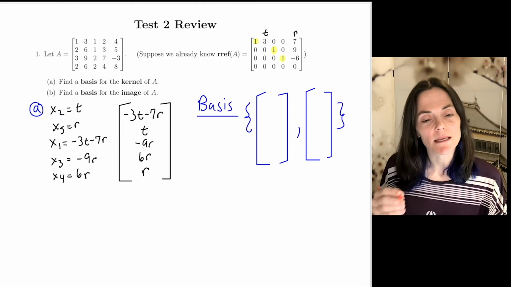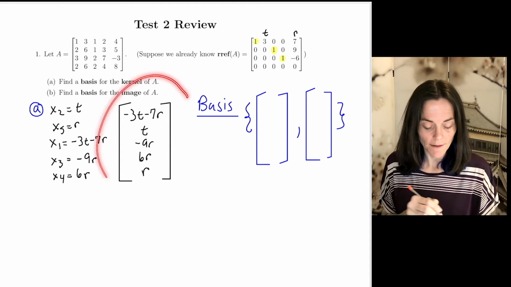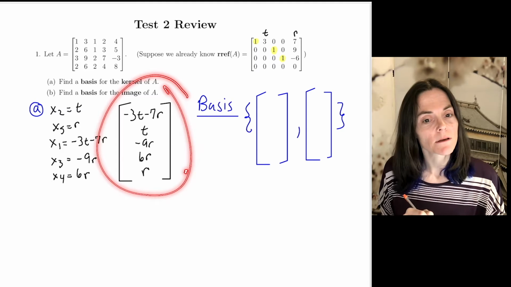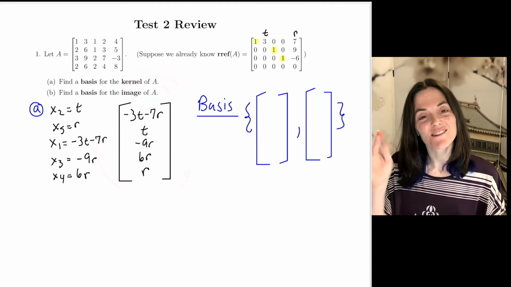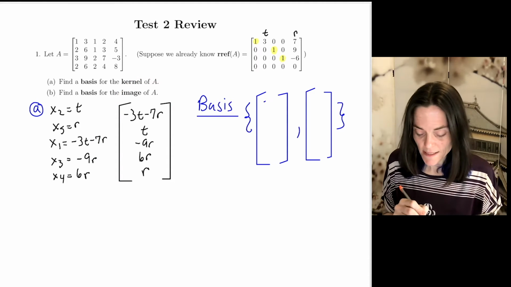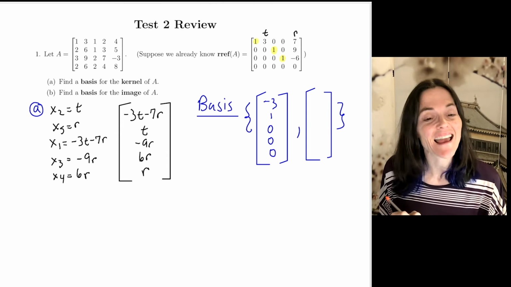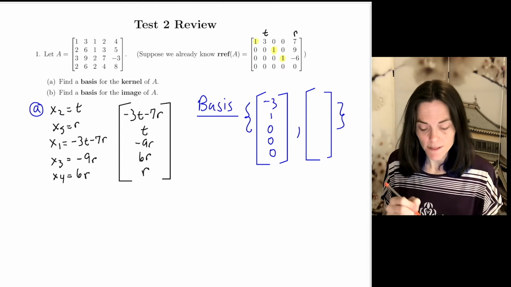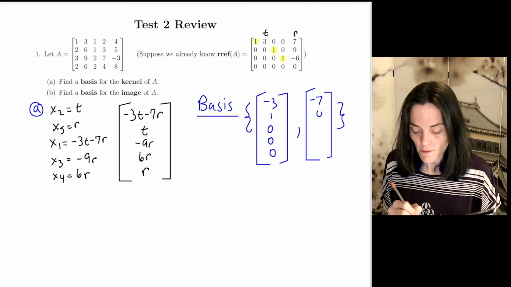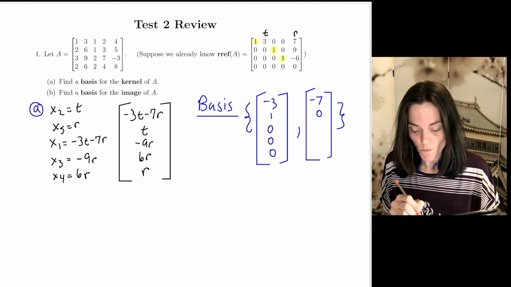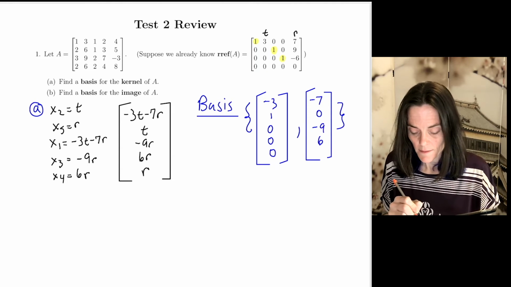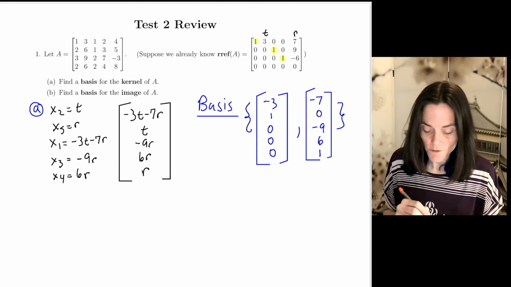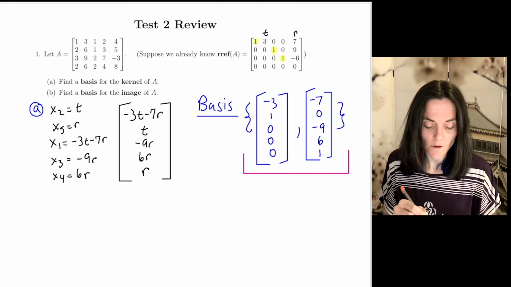You notice if I look in this vector here, I have T times minus 3, 1, 0, 0, 0. And then I have R times minus 7, 0, minus 9, 6, 1. So this is my answer to the first one. This is my basis for the kernel of A.